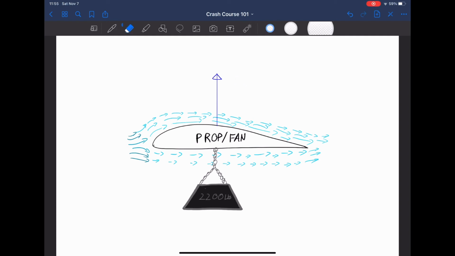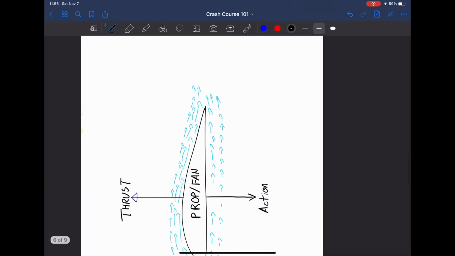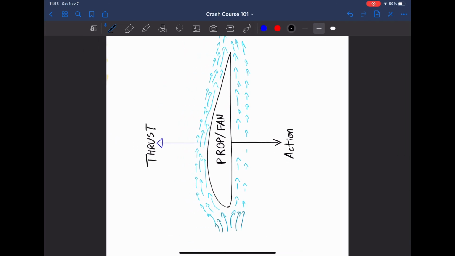Some people might be wondering why I elected to recycle some of my previous slides. It's because props and fans have a very similar operating principle to wings, and I wanted to show that here to you. Is it better now? This orientation is what typical people think of when they think of thrust.